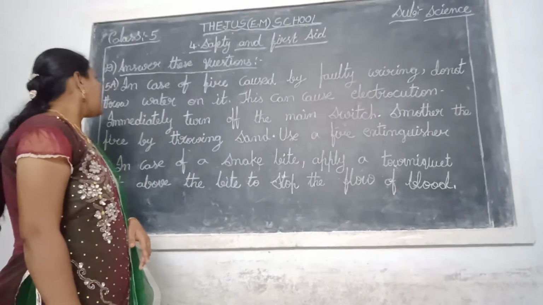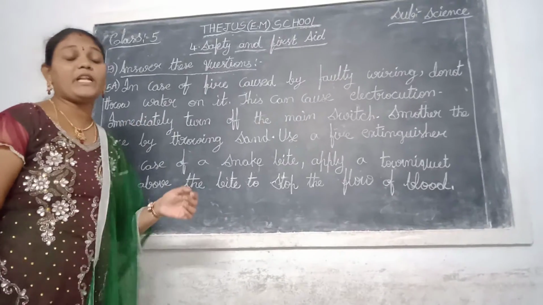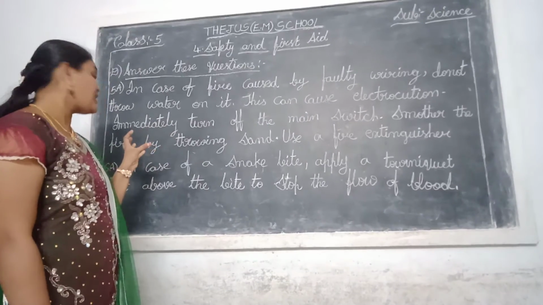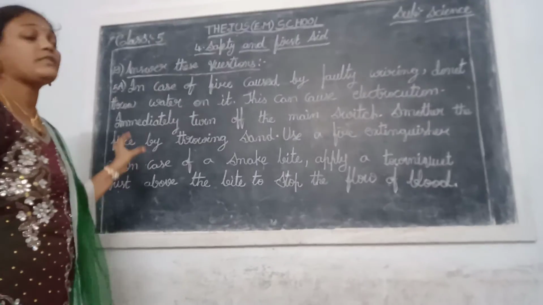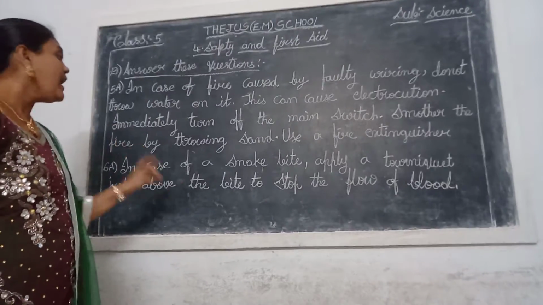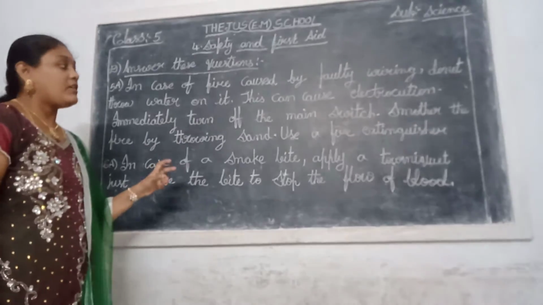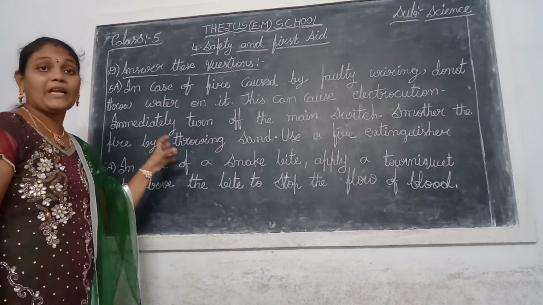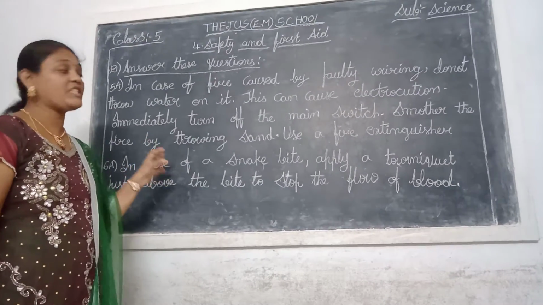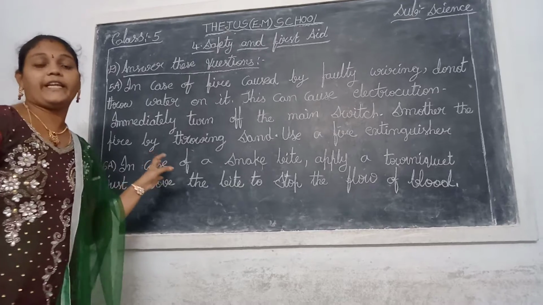Okay children, complete the fifth and sixth questions in your notebooks. See the textbook, write the questions and write these answers in your notebooks. With neat handwriting, give a finger gap from word to word, without mistakes. Must and should, don't write spelling mistakes. Write neatly.